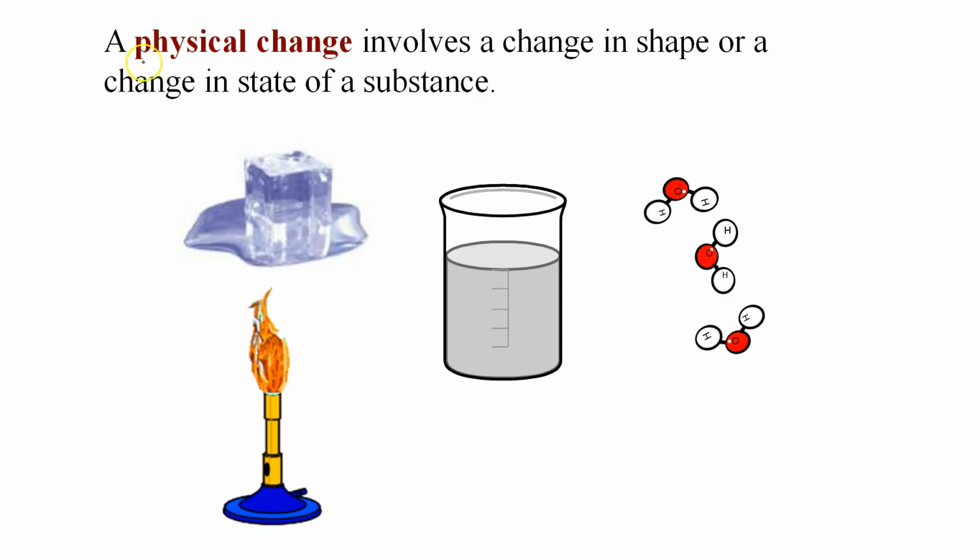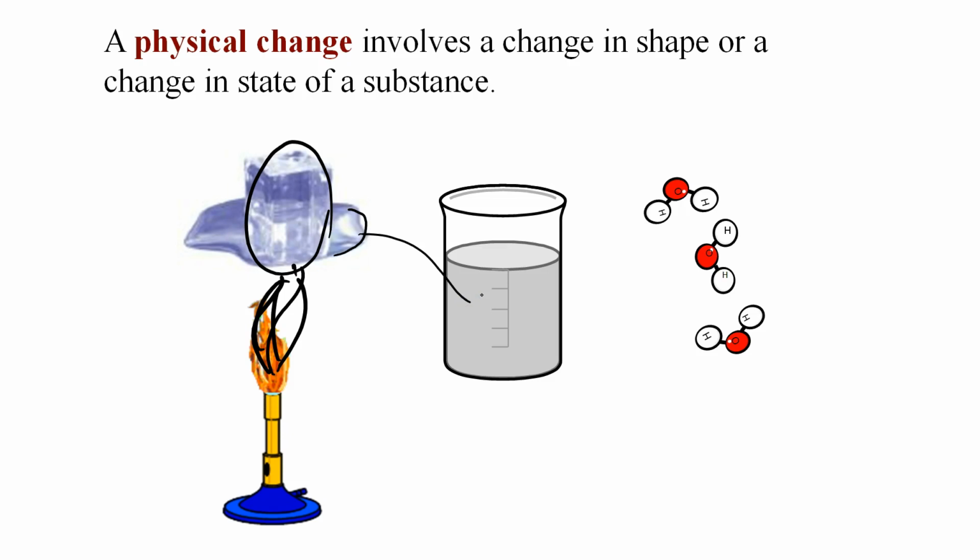Today we're going to talk about physical changes versus chemical changes. Firstly, let's define what a physical change is. A physical change involves a change in the shape or state of a given substance. So say we light our Bunsen burner and it melts this ice cube. The ice cube turns into water, which can be collected in a beaker.